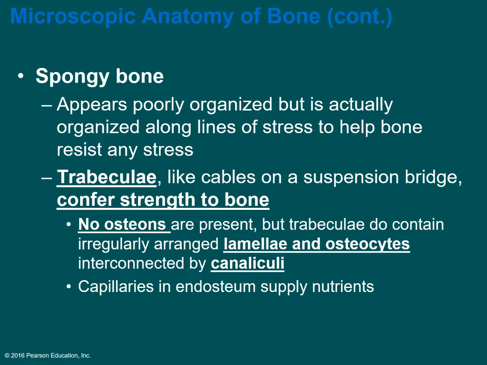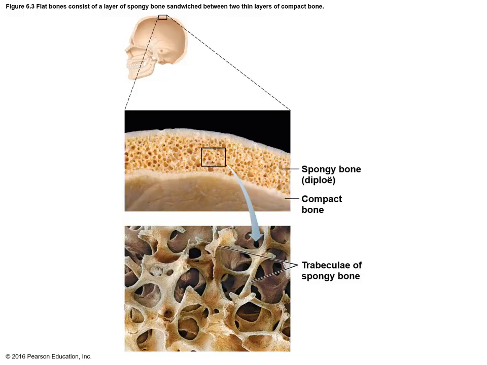That spongy bone, remember, it looks like it's just kind of randomly thrown in there, but it is very carefully organized to help the bone resist any type of stress. There are not osteons present, but the trabeculae do contain osteocytes in them. So there are some similarities. You do have a lot of capillaries that are supplying the nutrients. So once again, if you want to refer to it as scaffolding, the trabeculae, it is not randomly organized. You tend to find them along stress points, stress lines.